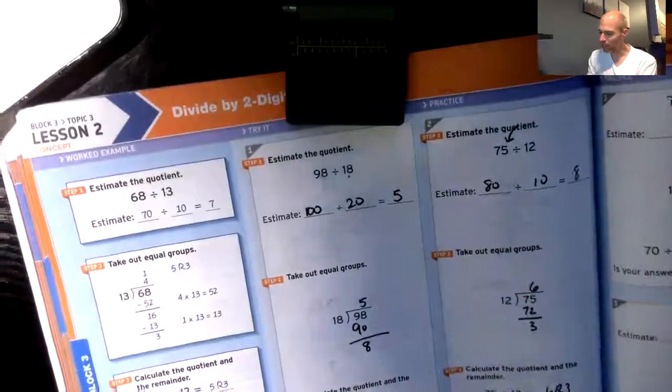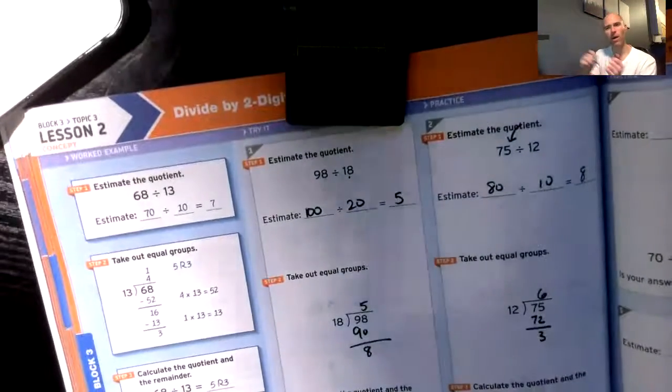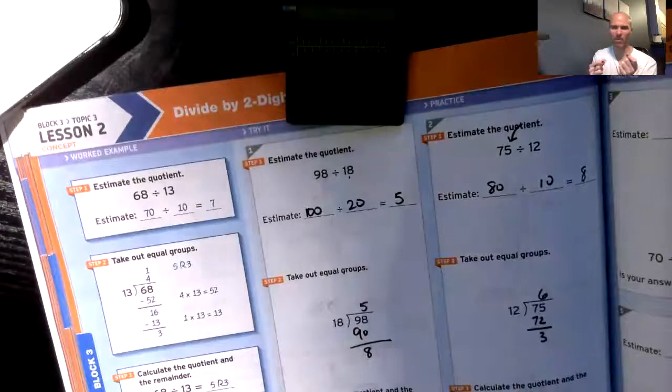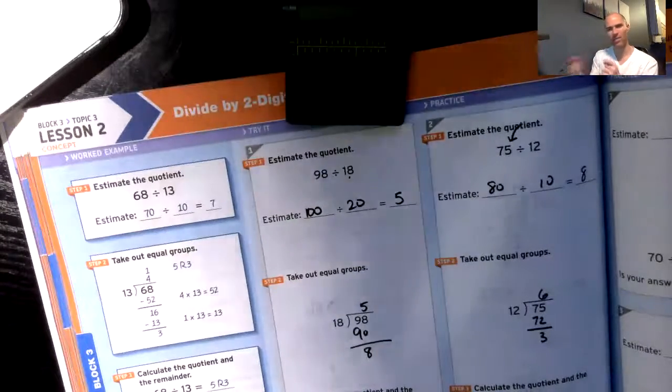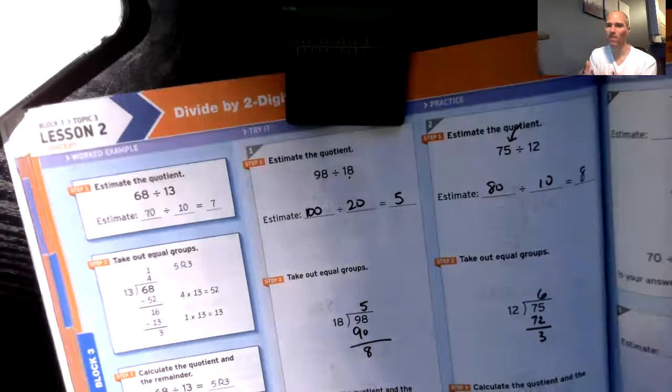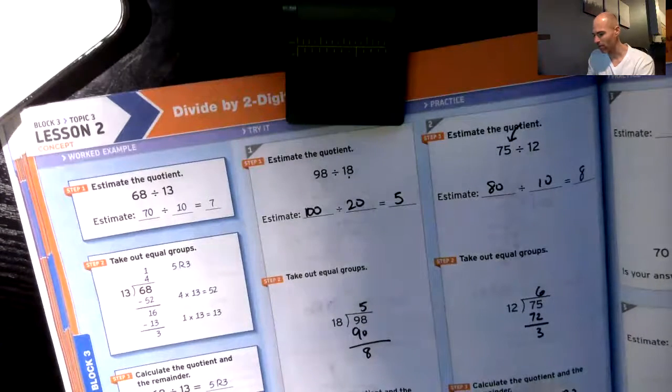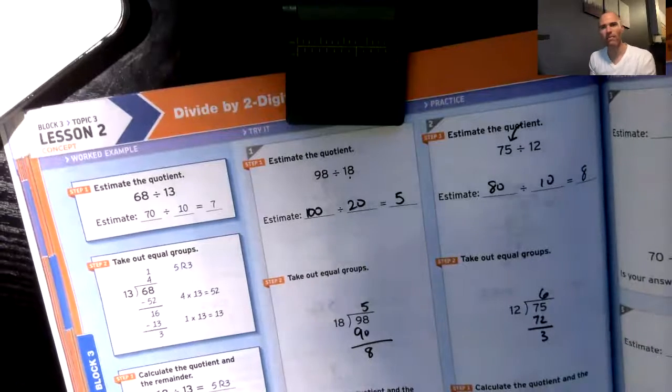And they want to know, is your answer reasonable? This one's not quite as close as last time, right? Last time it was like perfect. We estimated 5 and we got 5 with a remainder. This time we estimated 8 and we got 6 with a remainder. That's still decently close to our estimate, so I would say, yes, our answer is reasonable.